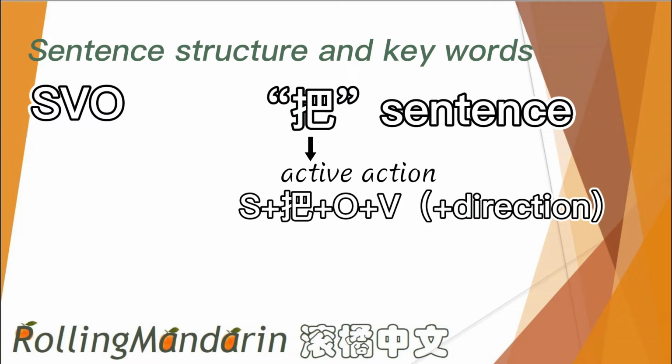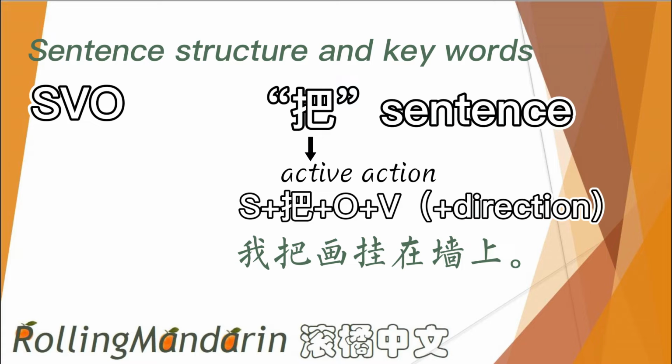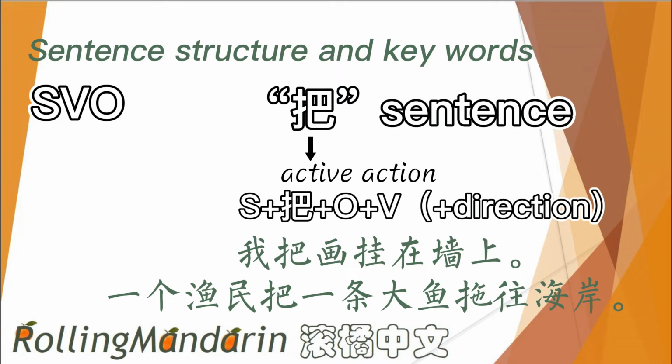The structure of the 把 sentence will be changed into subject plus 把 plus object plus verb, and then plus something else, for example, the directional words. For example, 我把画挂在墙上. I hang a painting on the wall. 一个渔民把一条大鱼拖往海岸. A fisherman hauled a large fish to the shore. 个 is the classifier for person. 条 is the classifier for fish.